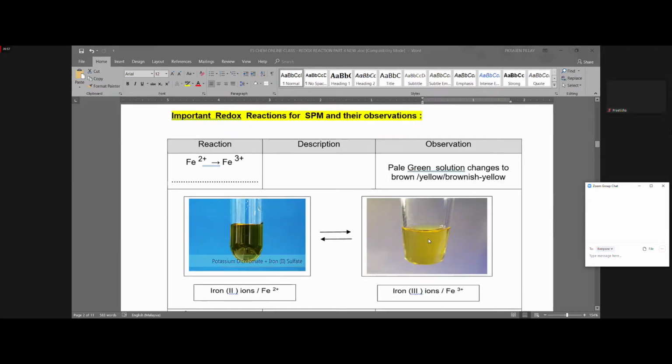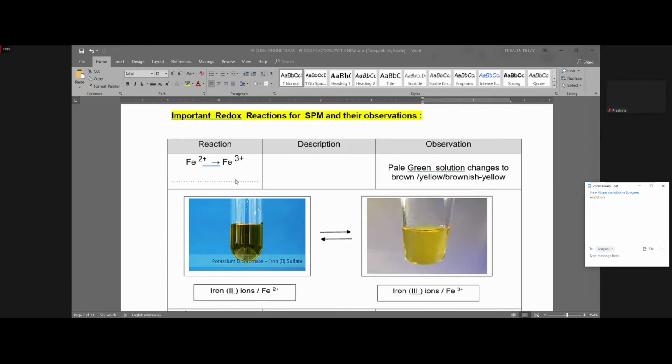Here we have Fe2 plus to Fe3 plus. So what type of reaction is it? Is it oxidation or reduction? Alim, can you tell me what type of reaction this is? Fe2 plus to Fe3 plus. Is Alim here today? Alim is here. Okay, Alim, tell me, apa jenis reaction ini? Oxidation or reduction? Reply in the chat. Okay, it doesn't have a microphone. Okay, oxidation. Well done. Write down your oxidation.